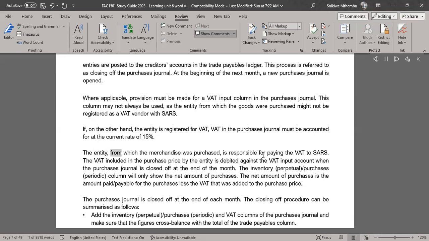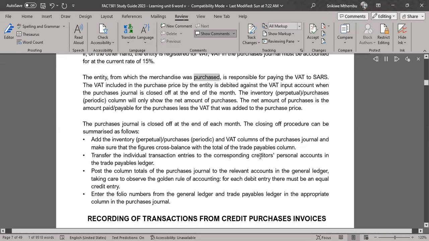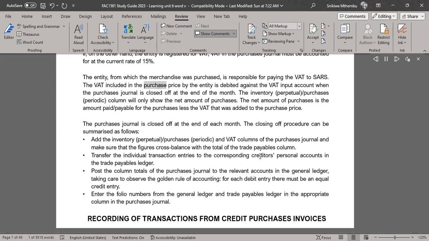The entity from which the merchandise was purchased is responsible for paying the VAT to SARS. The VAT included in the purchase price by the entity is debited against the VAT input account when the purchases journal is closed off at the end of the month.